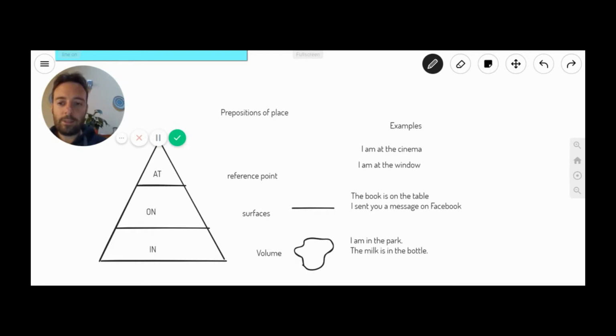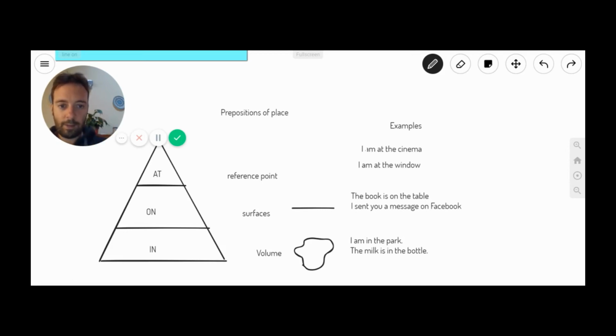And the last one is "at", which I think of as a reference point. So you find something that you are close to, and then you tell the other person. Think about on the phone, you look, find a place that is near, and you say that reference point so the other person can understand where you are.